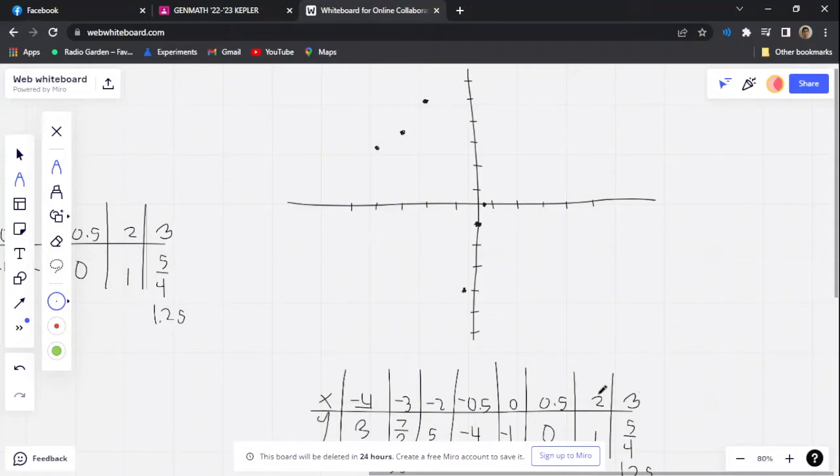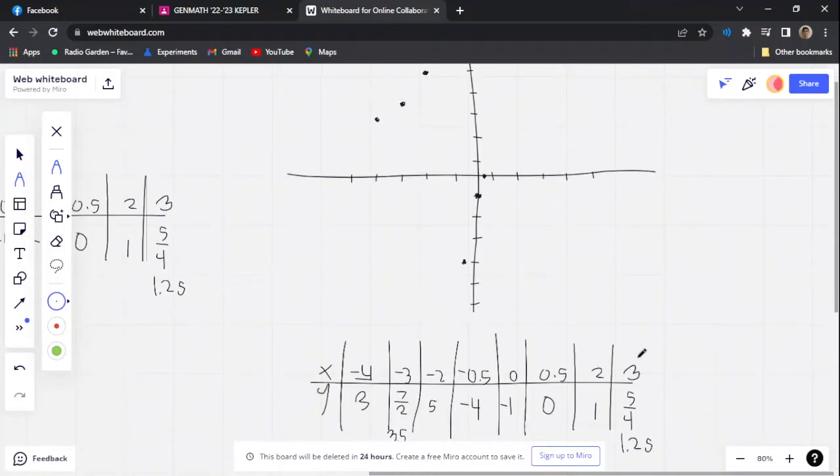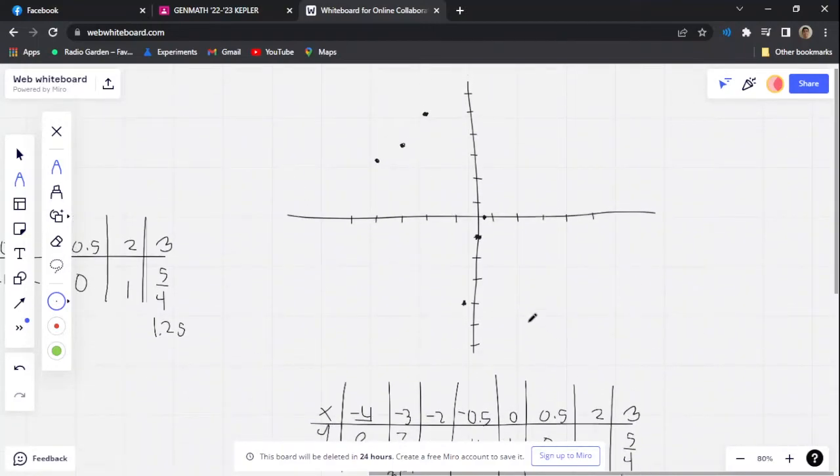Next is 2, 1. So, 2, which is here, and then 1, which is here. So, our point is at 2, 1.